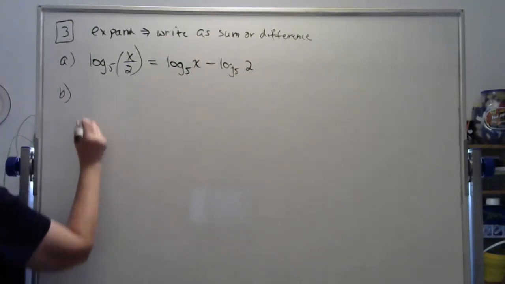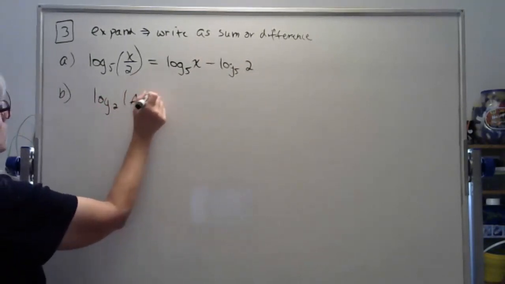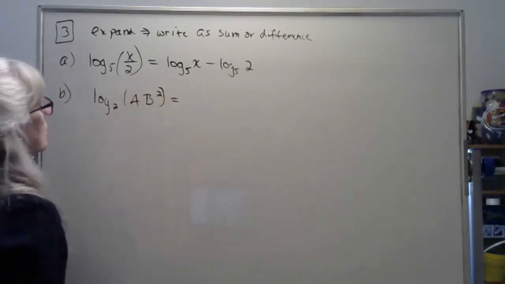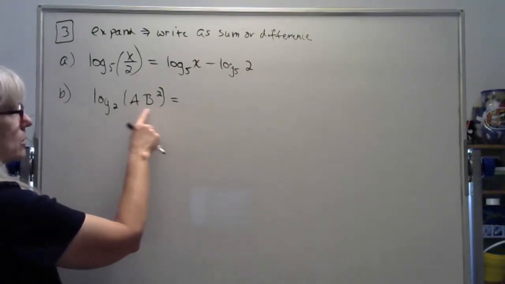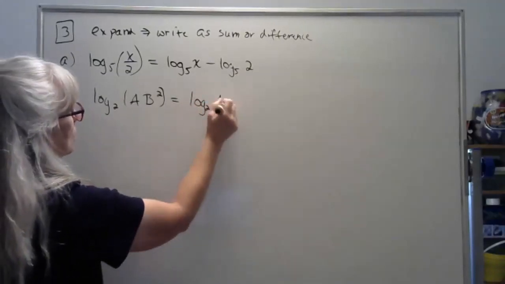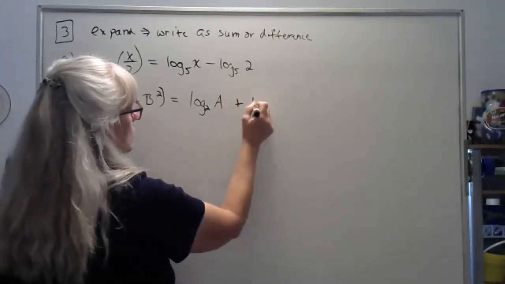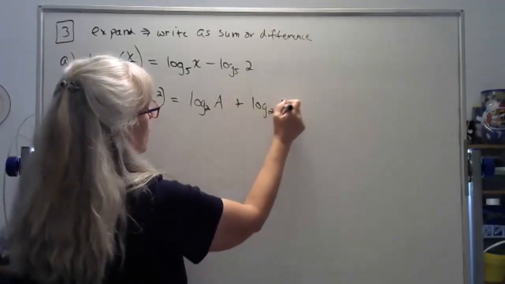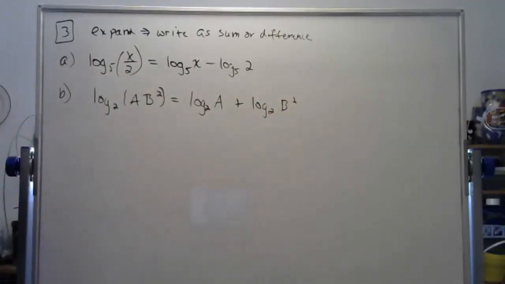Part B on that one says, how about log base 2 of the quantity AB squared? Okay, there's no inside sign separating these, so I know that this is a product. And we have a property that says if you have the log of a product, you can rewrite it as the sum of those logarithms. So I end up with log base 2 of A plus log base 2 of B squared.